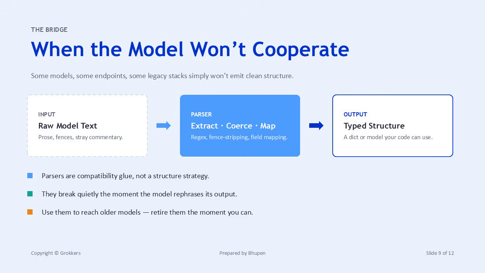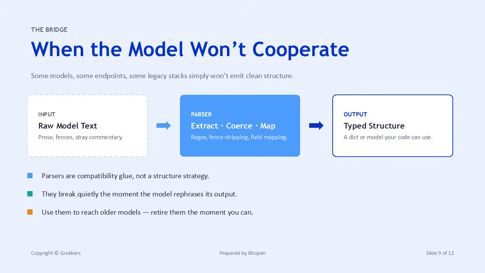Not every situation gives you the luxury of a cooperative provider. Older models, self-hosted deployments, cheaper endpoints, or a legacy integration you inherited, plenty of real systems simply won't emit clean structure no matter how you ask. Output parsers exist for exactly those cases. Reading the flow left to right, you start with raw model text, and the dashed border is deliberate. It's loose, unreliable, and full of things you didn't want, like code fences and helpful commentary. In the middle sits the parser, doing unglamorous work, stripping fences, pulling out the JSON-looking region, coercing types, mapping fields onto the names your code expects. Out the right side comes something typed and usable.